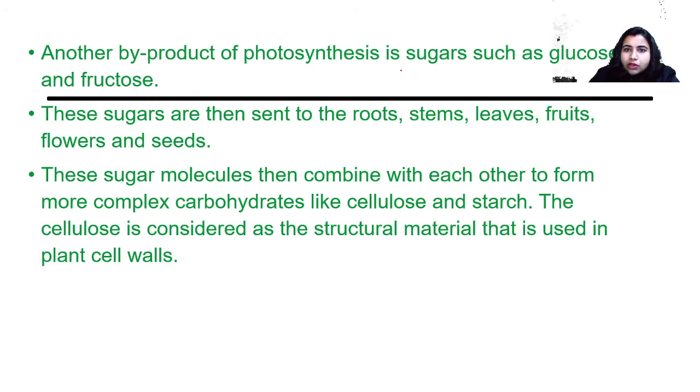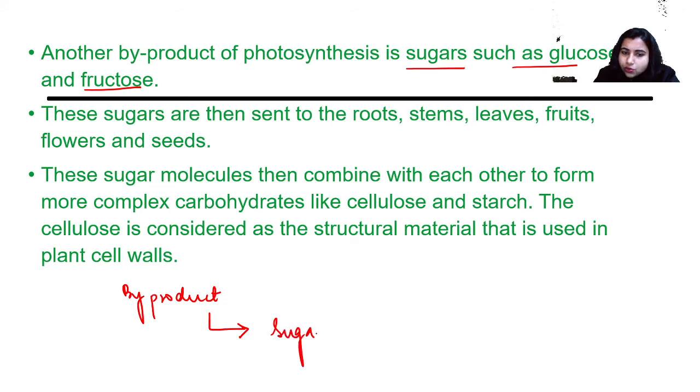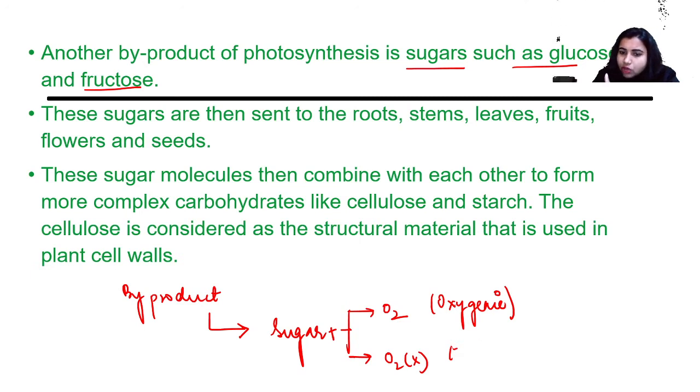Another byproduct of photosynthesis is sugar, such as glucose and fructose. So what is the byproduct of photosynthesis? The byproduct is sugar, but in some cases it may or may not be oxygen. If oxygen is liberated, we call it oxygenic photosynthesis, and if oxygen is not liberated, we call it anoxygenic photosynthesis, right?